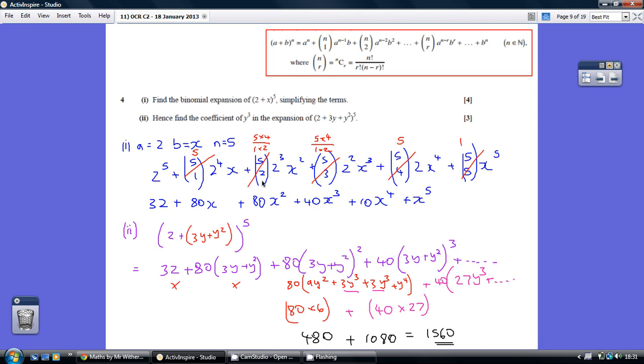Remember, 5 choose 2 just means 5 times 4 over 1 times 2. 5 choose 3 is the same thing as 5 choose 2, so it's another 5 times 4 over 1 times 2. So that's the final answer for part 1.